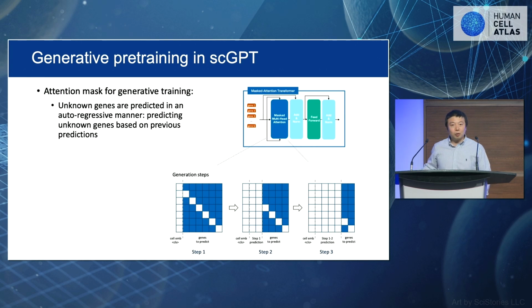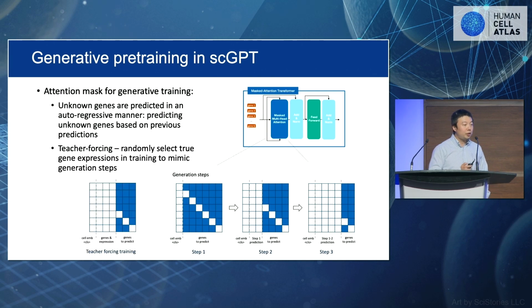And then we rank all the genes based on the attention values, and then we chop them into different blocks. And then we use the most important block of genes to predict the next block of genes. We also use a technique called teacher forcing, which is a widely used mechanism in NLP. Particularly at the beginning of the training, we randomly select the true gene expressions from the training data to mimic the generation steps. This was very helpful in the beginning epochs of the training.